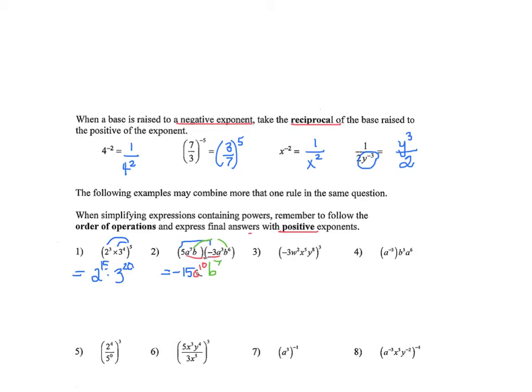Okay, in the next one, we have an exponent of 3 on the outside of this bracket, which we need to apply to everything inside the bracket. So we need to apply that to the negative 3, to the w squared, to the x exponent 5, and to the y exponent 8. So negative 3 cubed is negative 27.